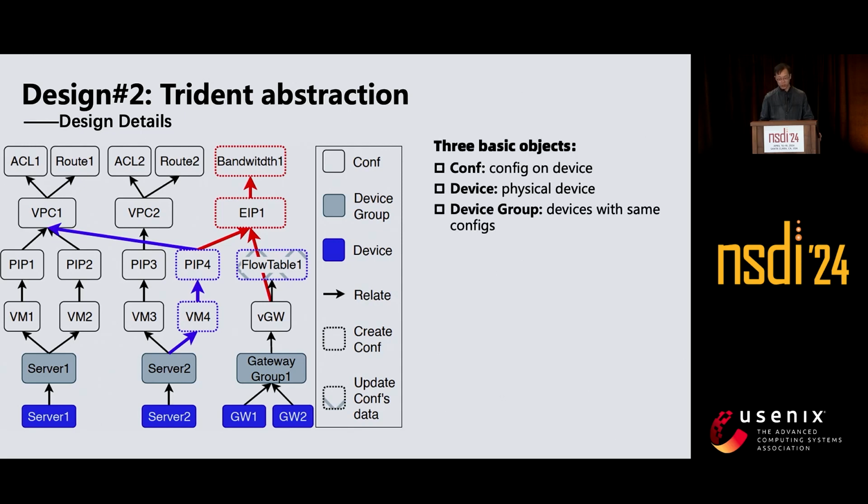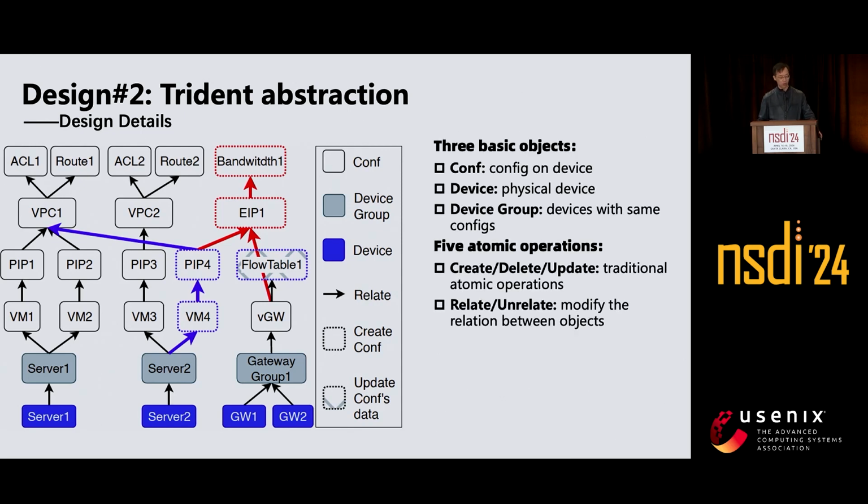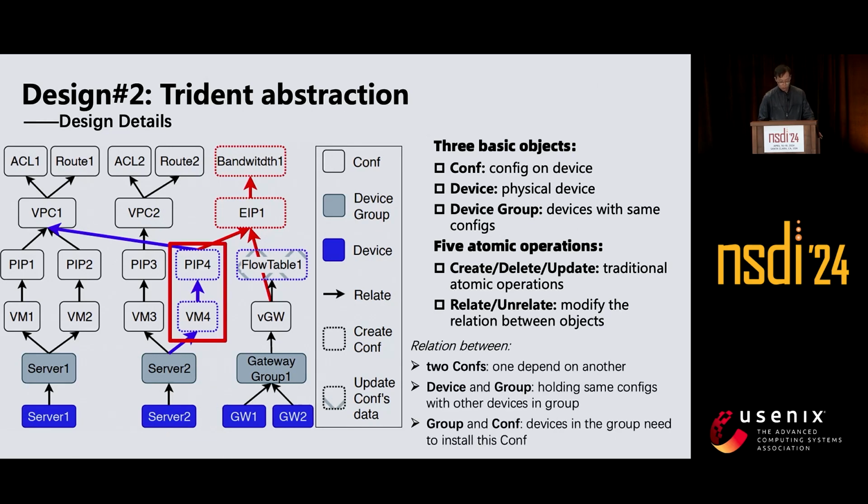So what we get is that we define 3 basic objects, which is very straightforward: configuration, device, and the device group. We also define 5 atomic operations: create, delete, update. These 3 are straightforward. I will not spend time on them, but the interesting part is relate and unrelate, which is rare to see. As I talked about earlier, the devil lies in the complexity.